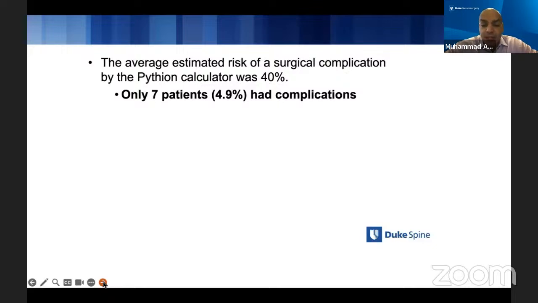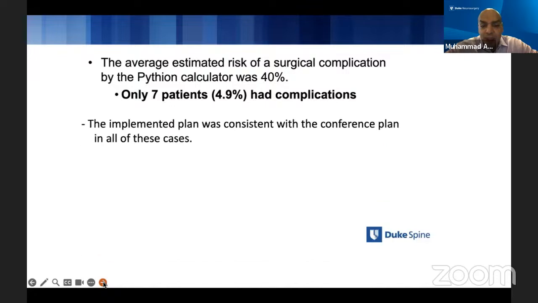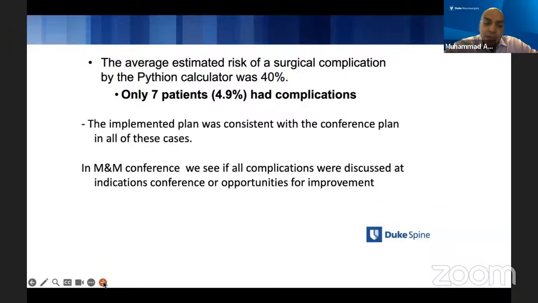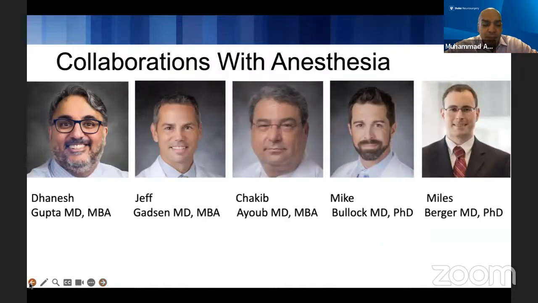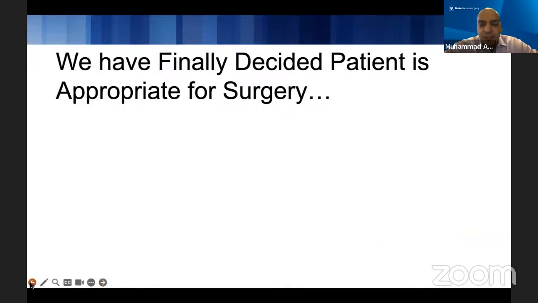Those 5% of patients that had complications, we went back to look, and we found that actually what was implemented was the consensus plan. We also go back in our M&M conference, and we see if all the complications were discussed. So this is a way to continually improve our abilities to decide that we're going to do surgery.